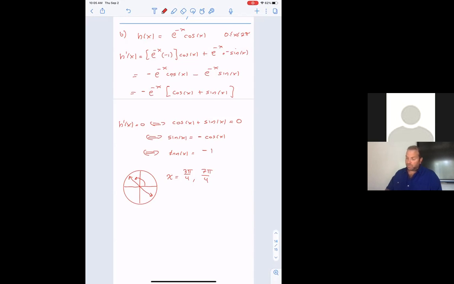So what do I do now? Well, are they maxes or are they mins? So let's find h double prime of x. We're going to need it anyways.